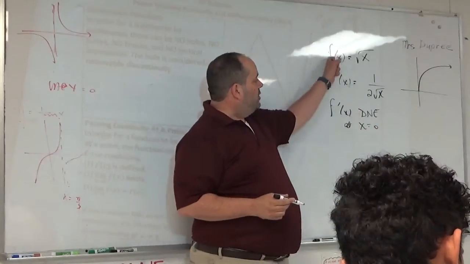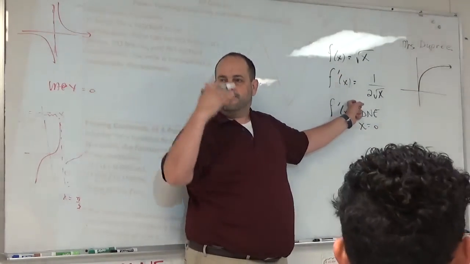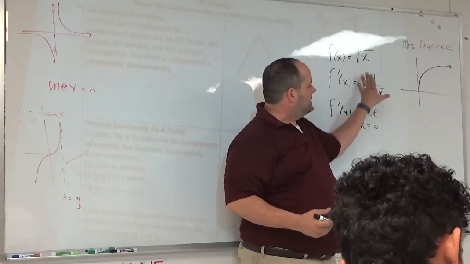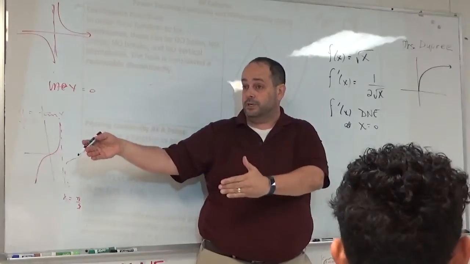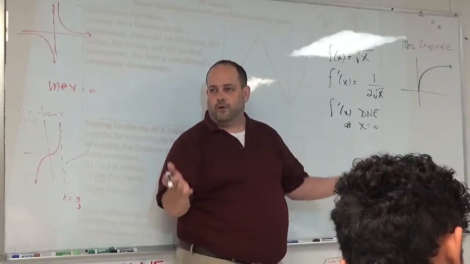So if you don't have the graph, you can find the derivative, and you're looking to see, is there any place where the derivative doesn't exist? Think denominator equals 0. Think taking a square root of a negative number.